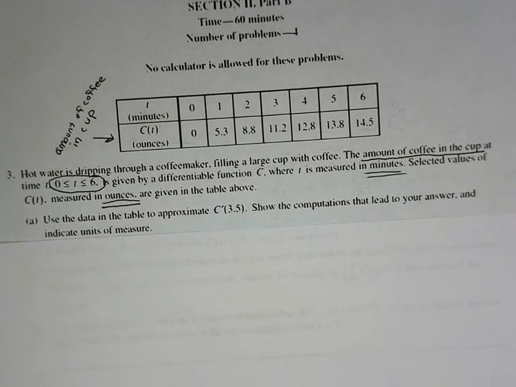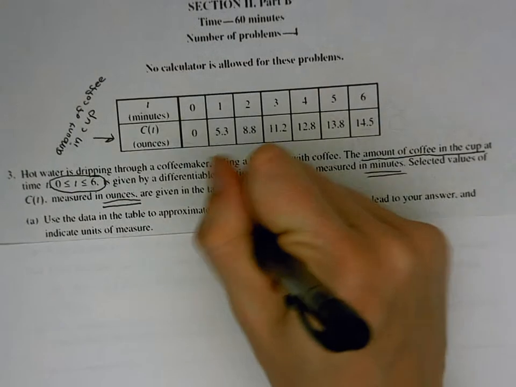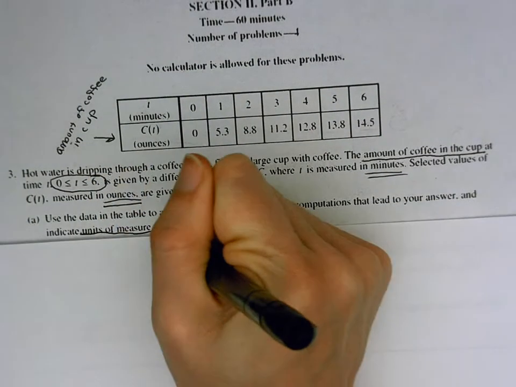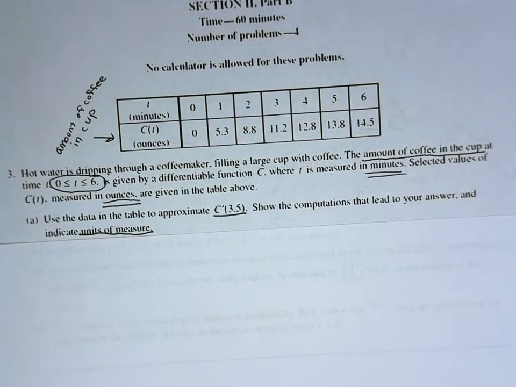Use the data in the table to approximate C prime of 3.5. Show the computations that lead to your answer and indicate units of measure. This one here, ladies and gentlemen, let me pull my rubric up, was worth 2 points. 1 was for the approximation of C prime of 3.5. And 1 was for the units. And so you might start there.